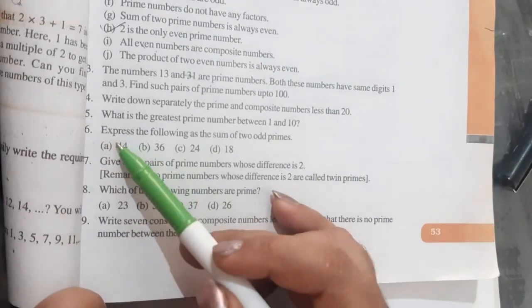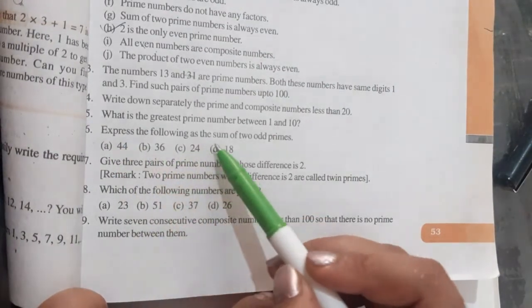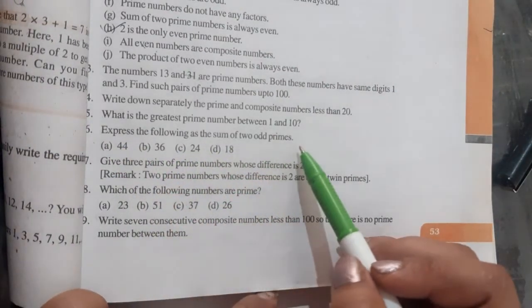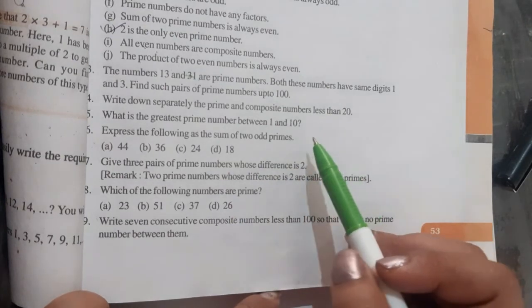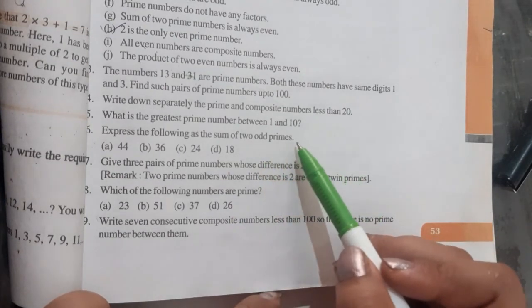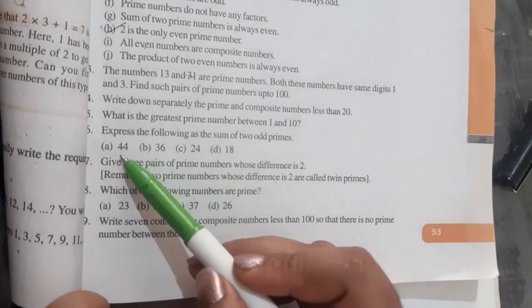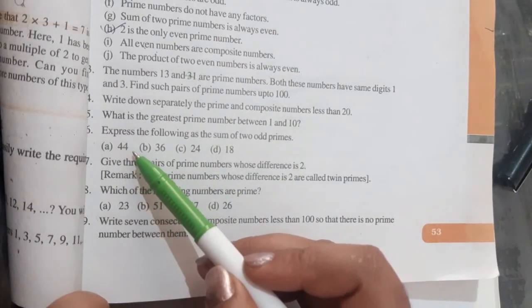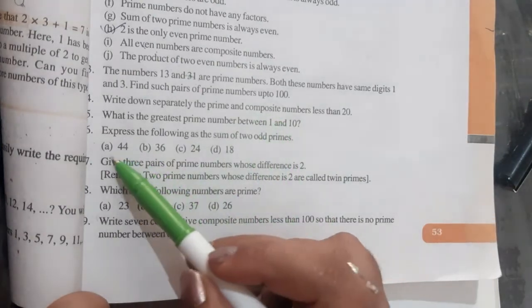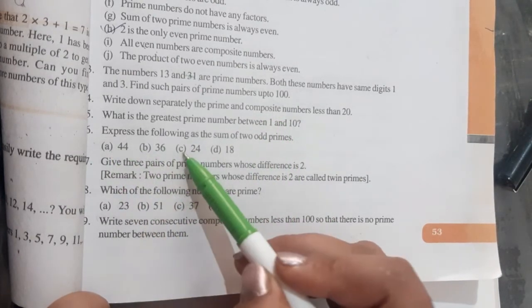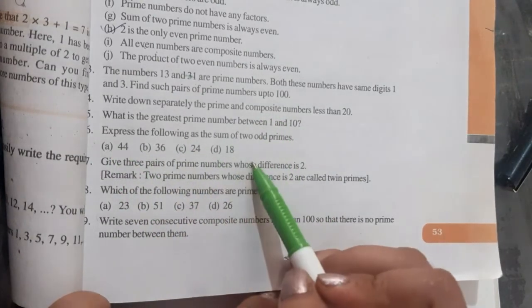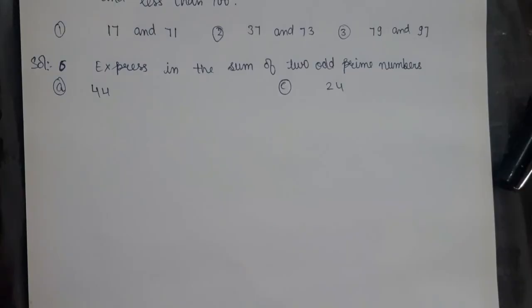See here in question number 6: express the following as a sum of 2 odd prime numbers. We have to use odd prime numbers. All prime numbers are odd except 2. So we will not use 2 as a prime number. Keep one thing in your mind. Now I will solve A part and C part for you. B and D you all will try yourself.